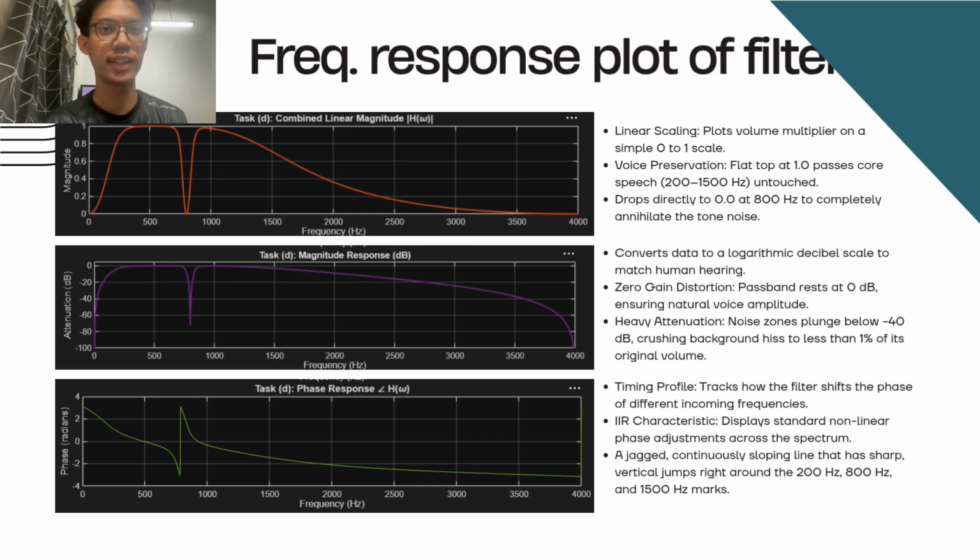Based on the graph, we can see the flat top area between 200 Hz and 1500 Hz. This means our human voice frequencies are multiplied by 1, but at 800 Hz, there is a sharp drop to 0, which means our band stop filter is successful in removing the frequency noise.